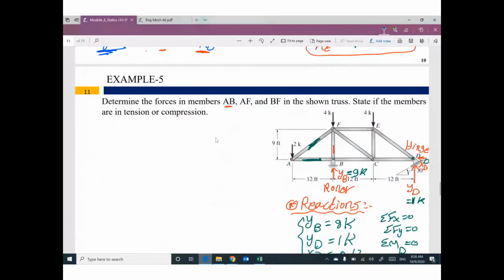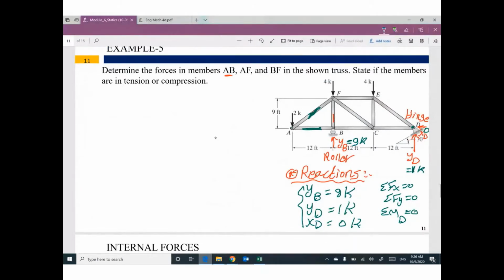Yes. Member AF and the member AB are intersecting at joint A. So I'm gonna start with joint A. So guys, in any truss problem, you have to start first with reaction. Second step, you have to look to a joint. The required members are intersecting at this joint. One will say, hey, we have another member BF. Okay, wait a little bit. We will start with AB and AF, which are intersecting at A first.